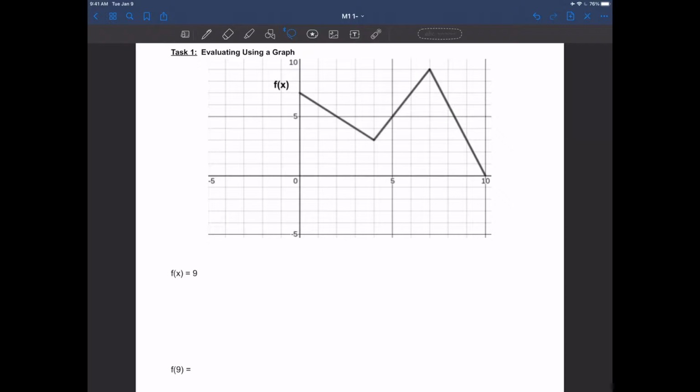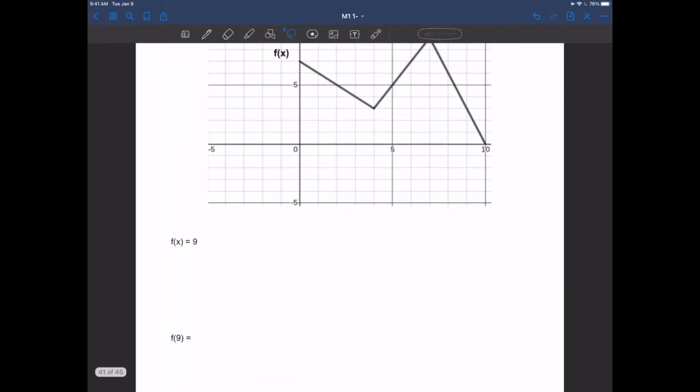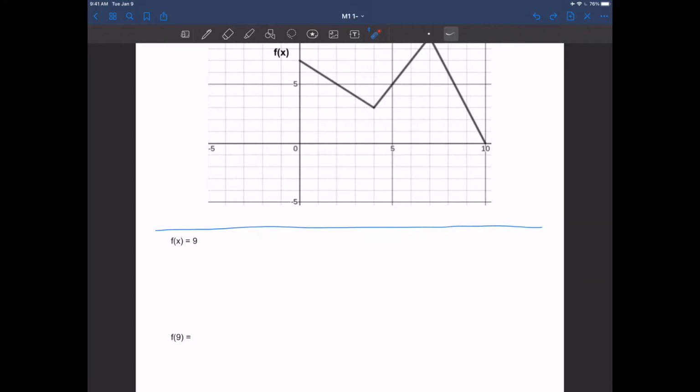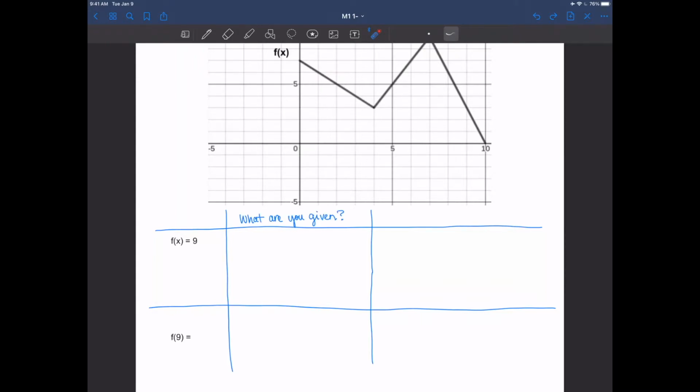Task 1, we are going to learn how to evaluate using a graph. So down here we have two different function notations, and we have to understand the difference between those two. So what I'm going to do is go ahead and draw a table. Okay, and there are two questions that we have to answer here. We have to ask ourselves, what are you given and what are you asked to find?